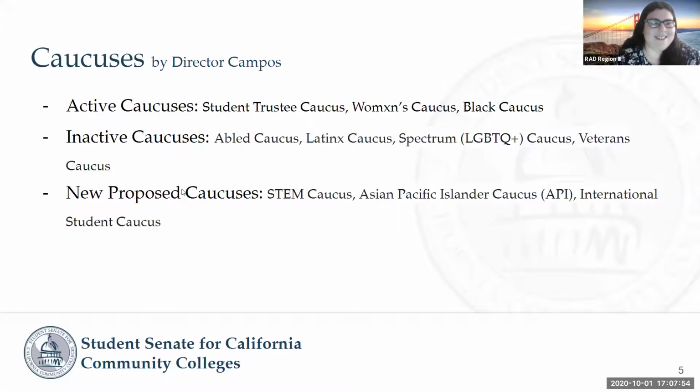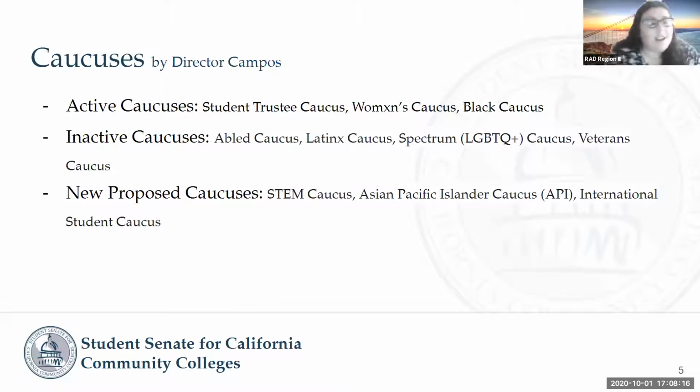We have a list of caucuses that work for the common goals of different groups of students. A few of the active ones right now are the Student Trustee Caucus, the Women's Caucus, and the Black Caucus. You'll hear a little bit more about them later on from each of the panelists.